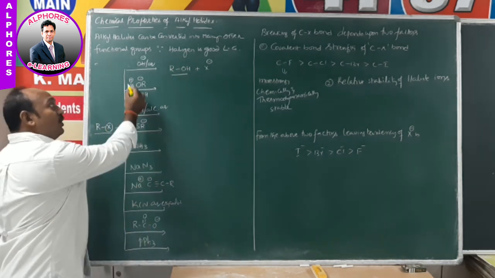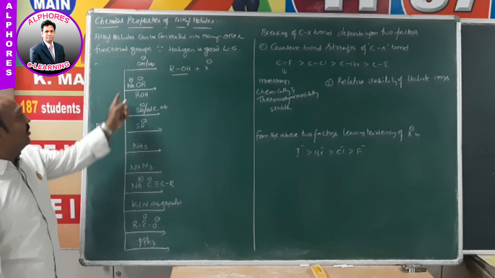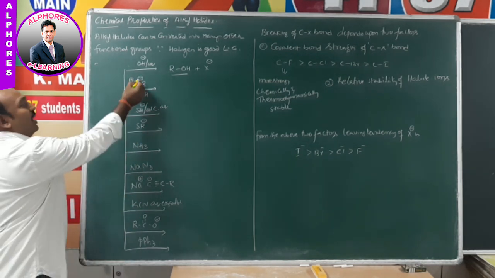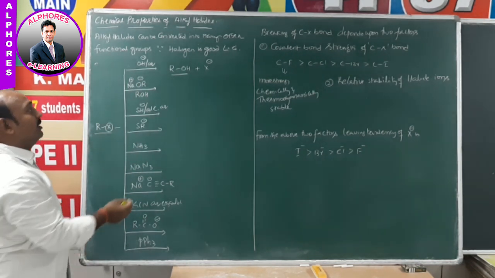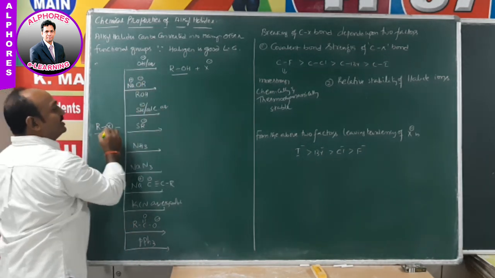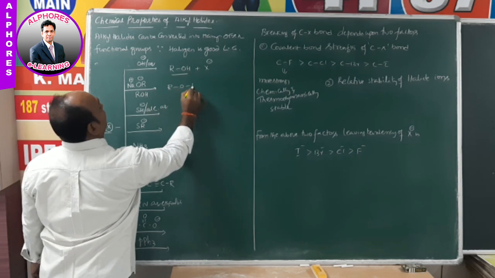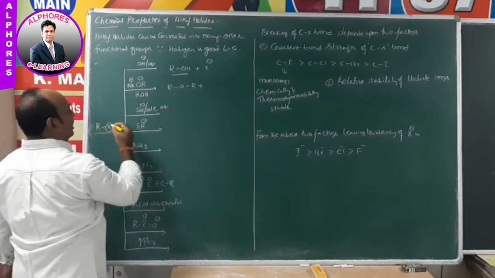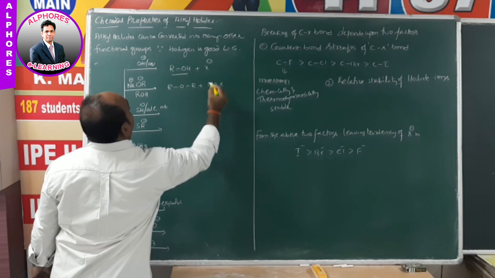When we are using sodium alkoxide, this OR minus acts as a nucleophile. OR minus displaces X minus. Since OR minus displaces X minus, here we are getting the product ROR and NaX.